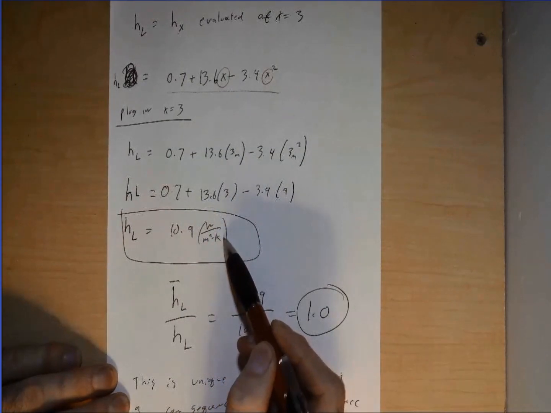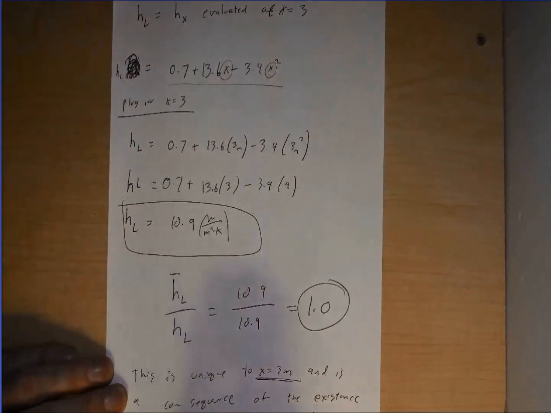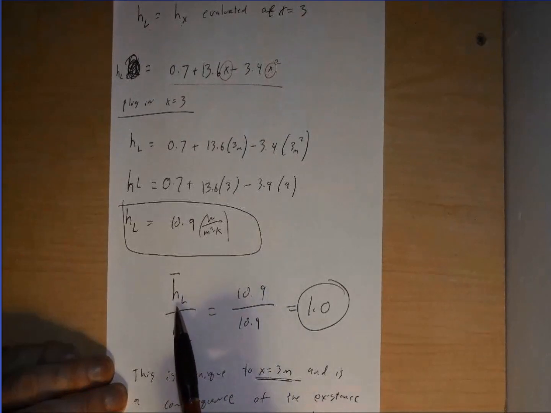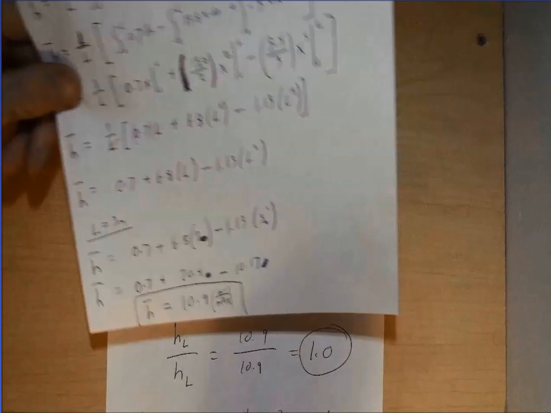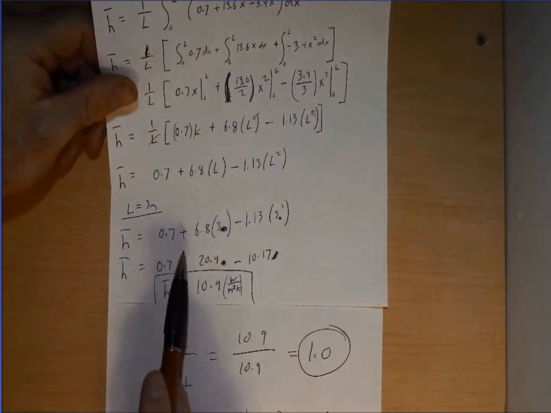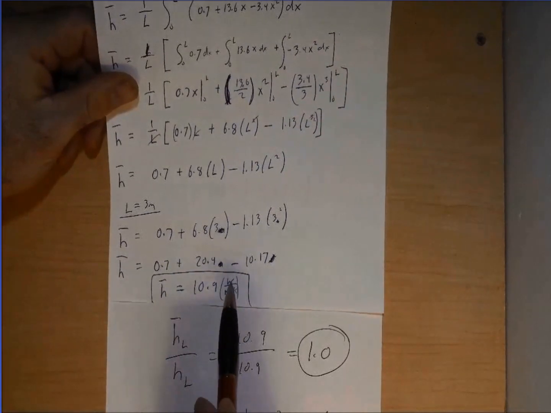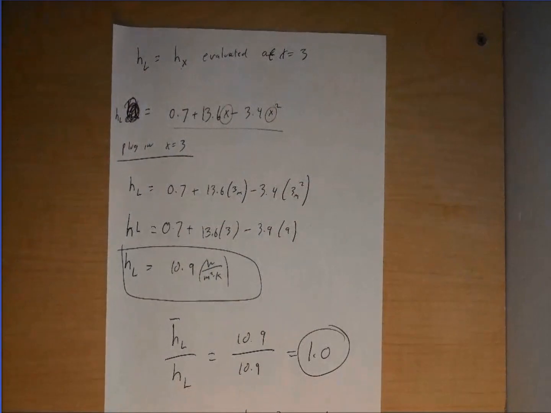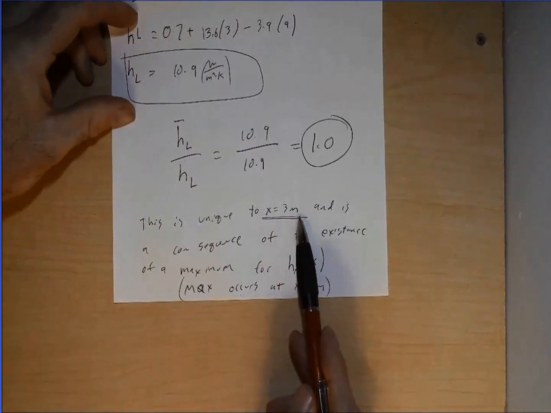So now that we have an h of L and we have an h bar that we solved for previously, we can now do the ratio that we were asked to solve for. When we do that, we realize our h bar is actually the same value as h sub L that we've just solved for. If we go back to the previous page of our solution, when L was equal to 3 meters, we plugged into this expression after our calculus and still ended up with h bar equal to 10.9 watts per meter squared times Kelvin. So once we plug that value into our ratio, we get 10.9 over 10.9, which gives us a value of 1.